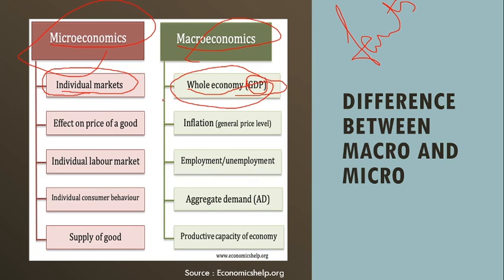Then the second point is the effect on prices of goods. In macroeconomics, we talk about inflation. Inflation is basically a rise in the prices of commodities, and together they make up inflation. But here we talk about the elasticity concept, the supply concept, and the demand concept of the particular commodity, and the effect of all those factors on the prices of that commodity.